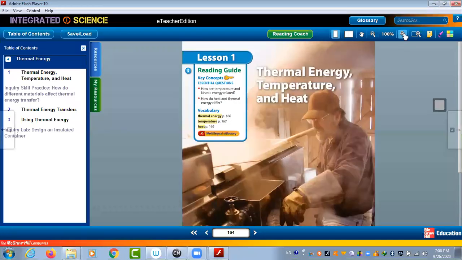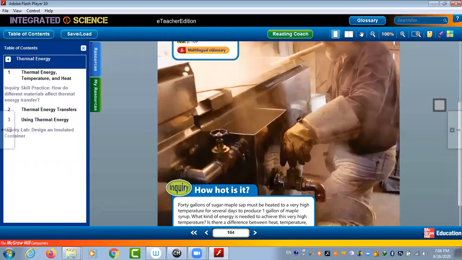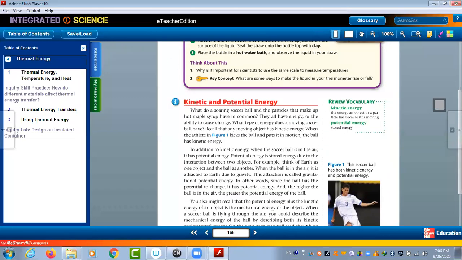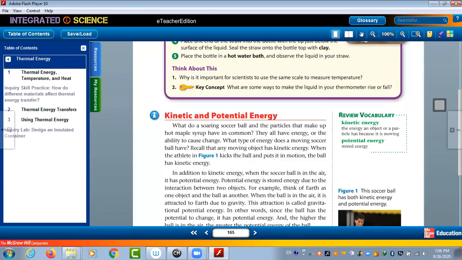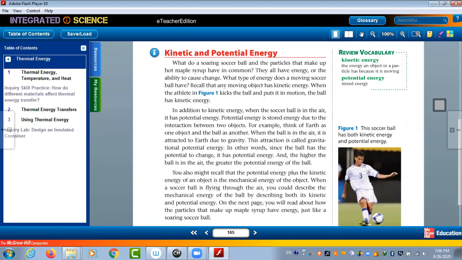Okay, today we'll revise chapter 5, lesson 1: thermal energy, temperature, and heat. We'll say only the main points we talked about here. Okay, we talked about kinetic and potential energy. This is the first point here.